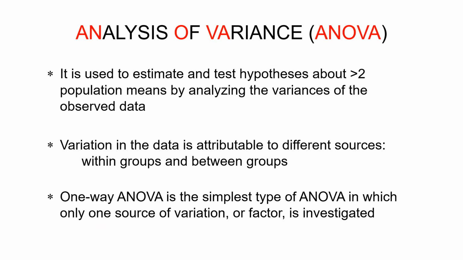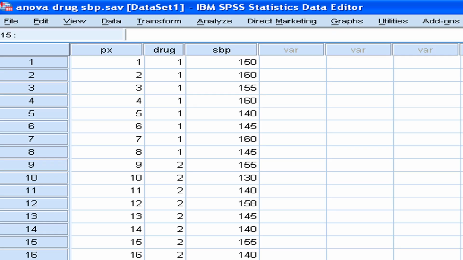The ANOVA is used to test hypotheses about more than two population means by analyzing the variances of the observed data. This variation is attributable to differences within groups and between groups. The simplest type is your one-way ANOVA, in which only one source of variation or factor is investigated. The data in SPSS and how to run it.